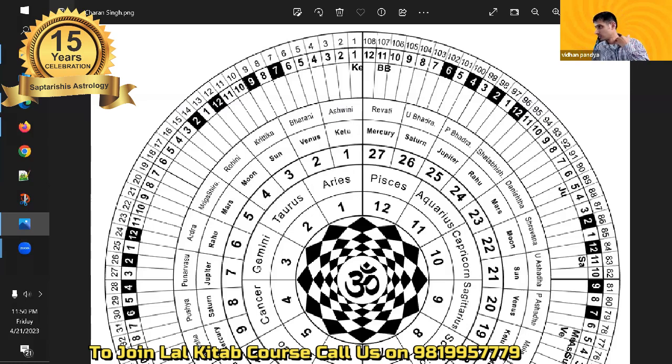Manishji, your hand is raised. Yes, I want to know one thing. Is this entire chart static or does it rotate as per the birth details? The chart is static except for the placements of the planets. Okay, thank you.